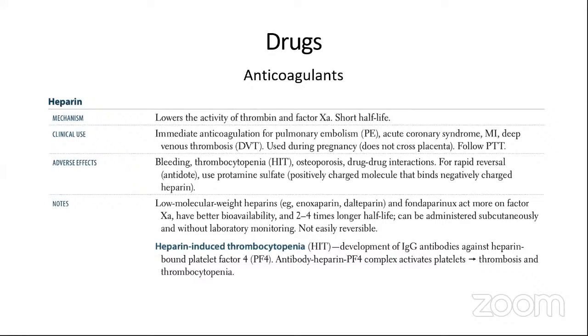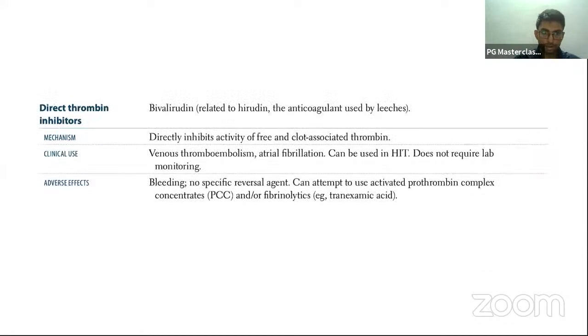Yes, the other similar drugs are low molecular weight heparin and fondaparinux, which act more on factor 10A rather than on thrombin, so they do not have as many side effects as heparin. And heparin-induced thrombocytopenia is a major complication. And I would like to add that if heparin-induced thrombocytopenia occurs, we would like to use other oral anticoagulants as its antidote. The next drugs are direct thrombin inhibitors.